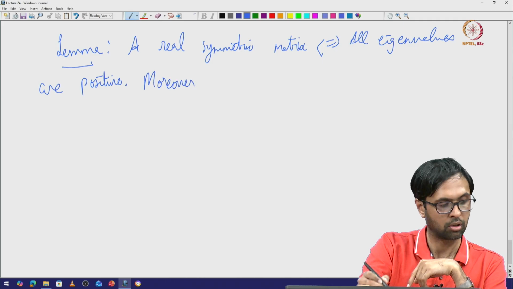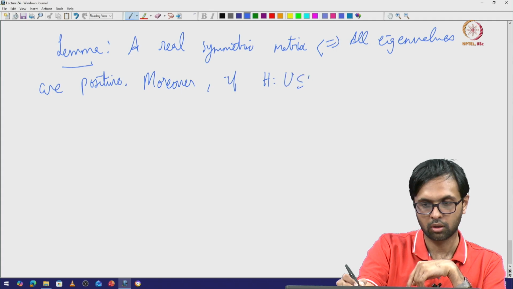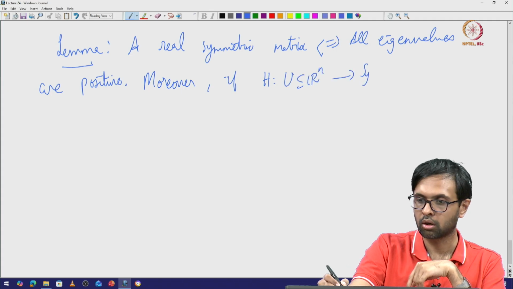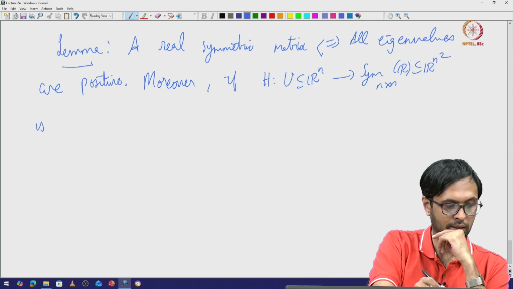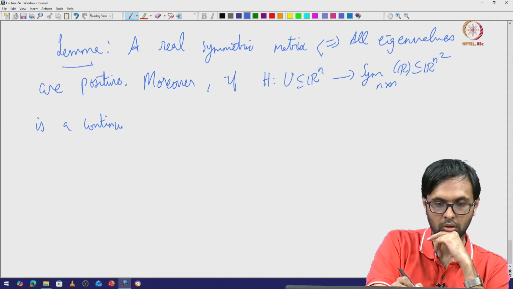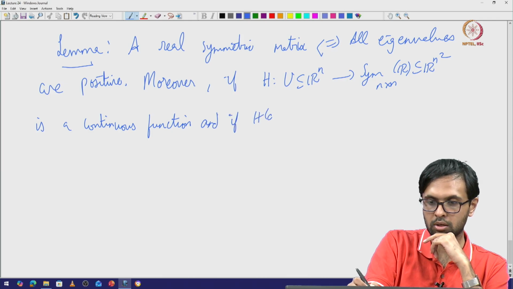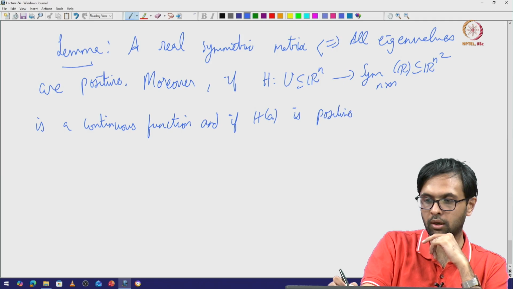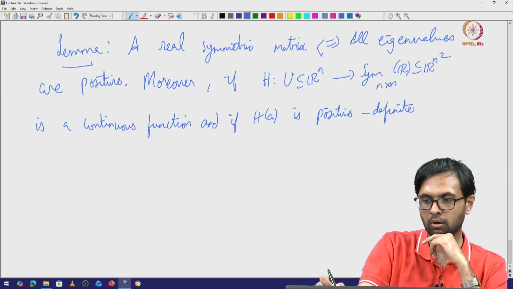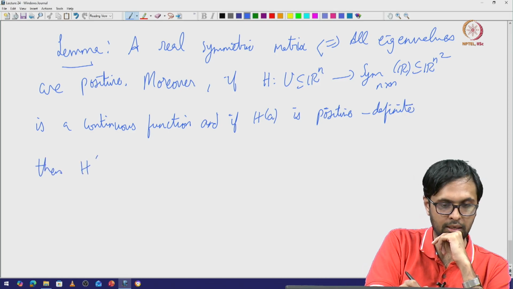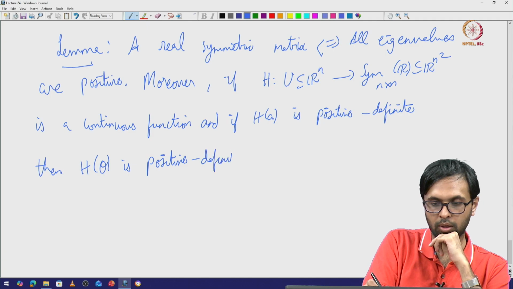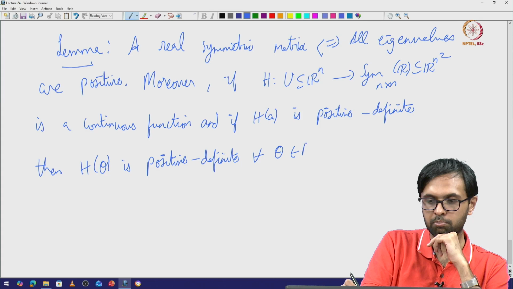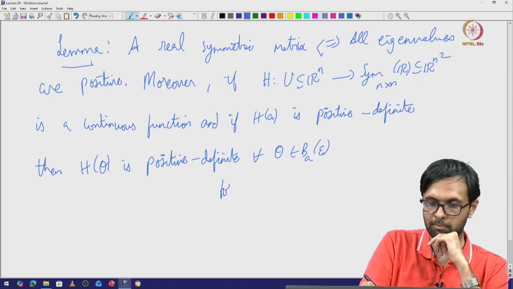Moreover, if H, from the set of symmetric n by n matrices, which is a subset of R^(n²), is a continuous function, and if H(a) is positive definite, then H(theta) is also positive definite as long as theta is close enough to a, for all theta in an epsilon ball of a, for some epsilon positive.